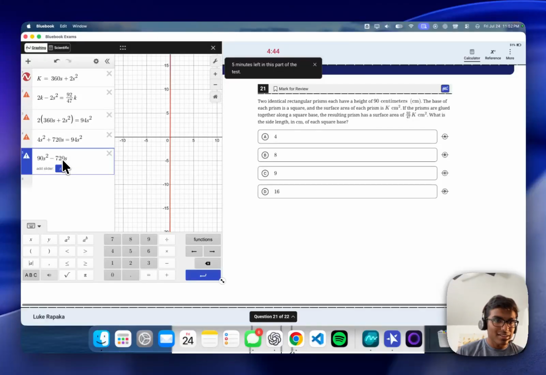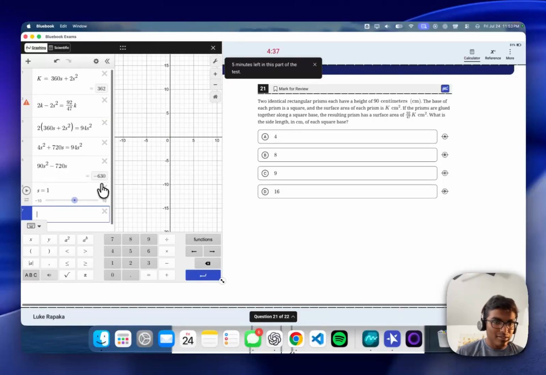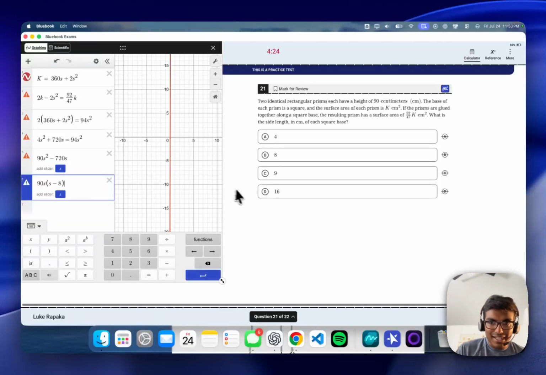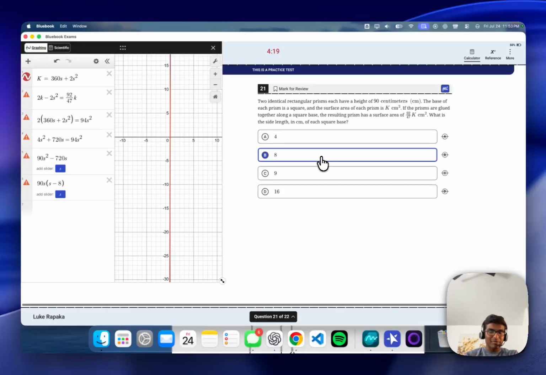Factor out the 90. Oh my gosh. I'll be left with 90S times S minus 8. And so my base, if I'm not mistaken, would be 8, right? So 2k minus 2s squared equals 90. I'm just double checking now.